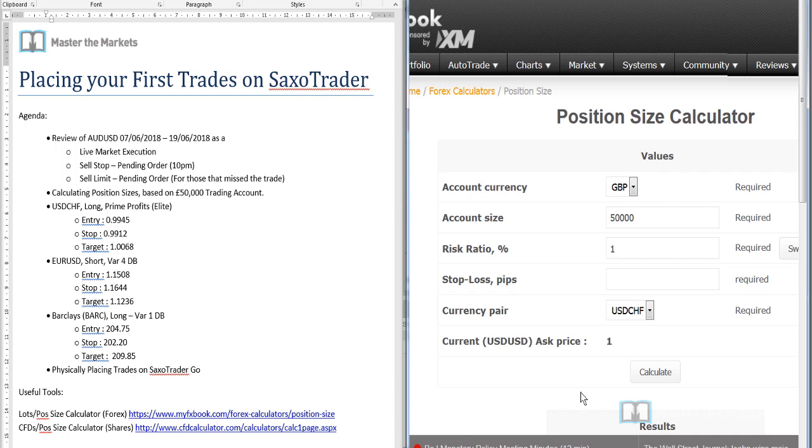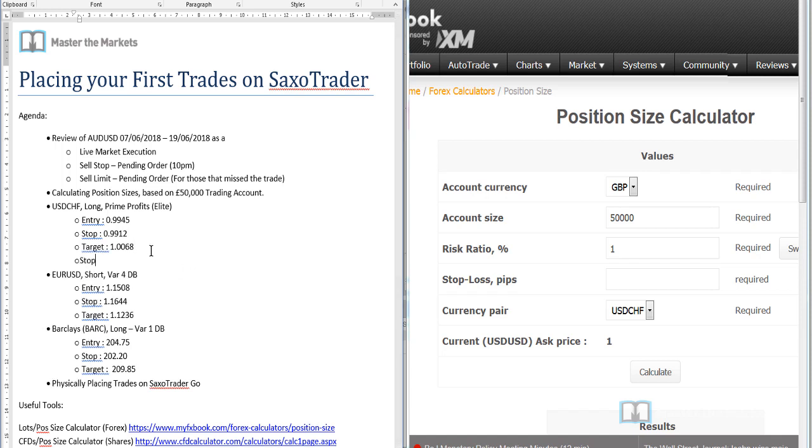Then it's telling me stop loss in terms of pips. That's very easy. All I need to do is take away the entry from the stop. Okay, so what does that give me? 9945 take away 9912. That gives me 33 pips of risk. So stop loss pips equals 33. Okay, so that's exactly what I'm going to key in to that box just there. Okay, what currency pair am I trading? I am trading the dollar against the Swiss franc.